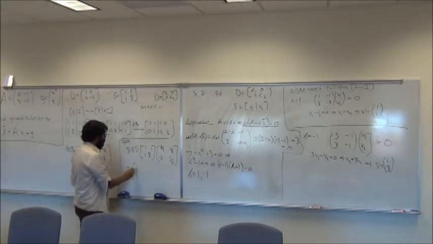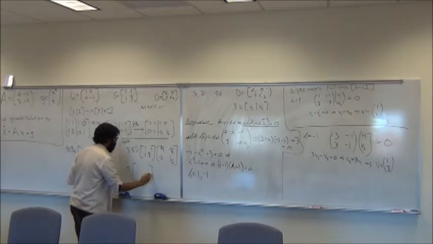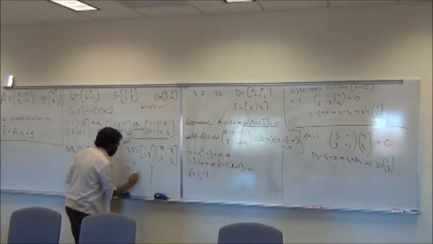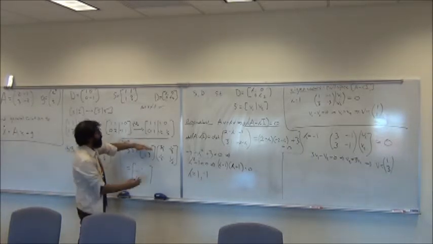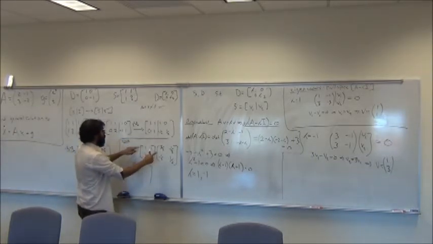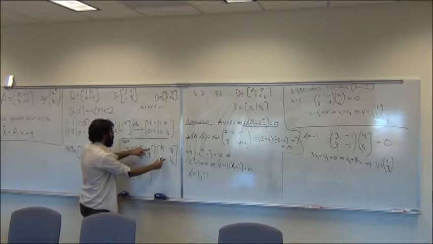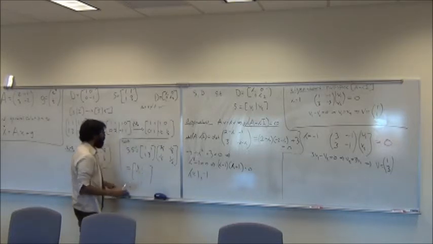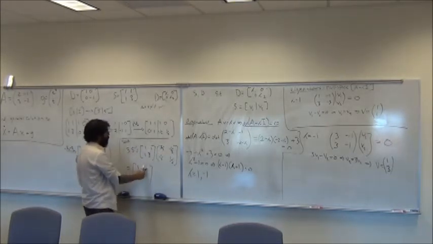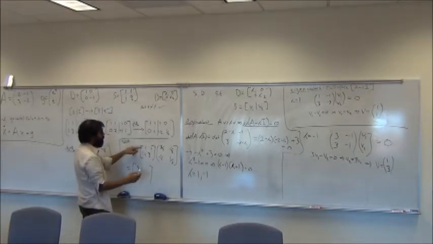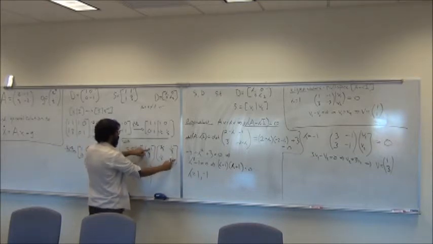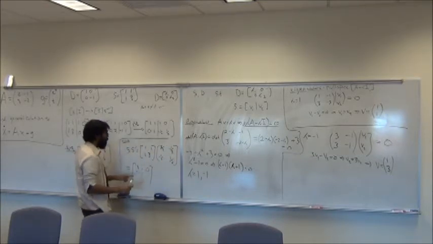There are 4 elements that we need to do. The element here is this top row times this first column. And so that becomes 3 halves minus 1 half, which is just 1. This element right here is the top row times the second column. So that becomes minus 1 half plus 1 half, so that's 0.